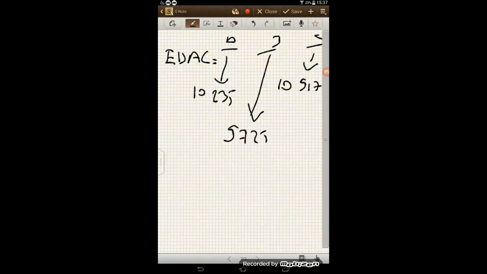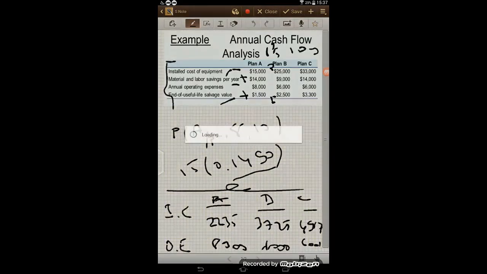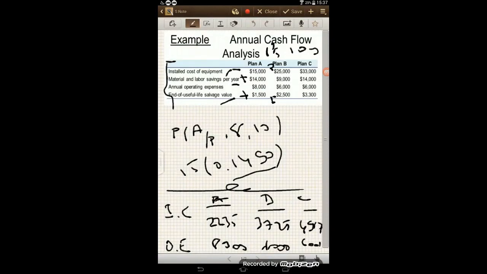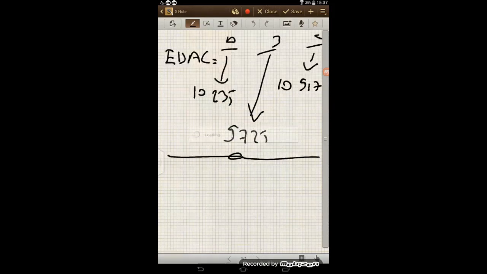10,917. So this is the equivalent annual cost. For benefit, we have material and labor savings per year, so it's going to be A, so it doesn't matter. And for the end of useful life salvage value, we need to convert this one. A is equal to F because it's in the future. Then we are going to convert it with A over F, 8% for 10 years.